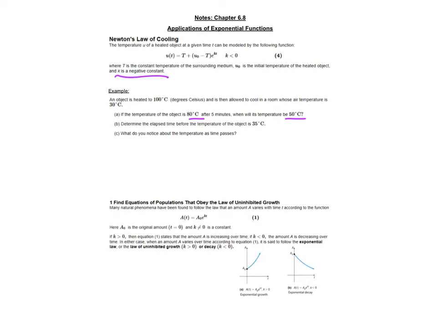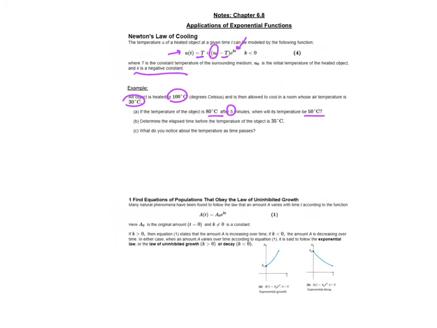All right, so my first equation, first thing that we know in general is that 30 is going to get plugged in to my capital T here. Okay, 100 is going to get plugged into my initial. 5 is going to get plugged into my time, my t. And 80 is what I'm going to be equal to. So let's start plugging in.